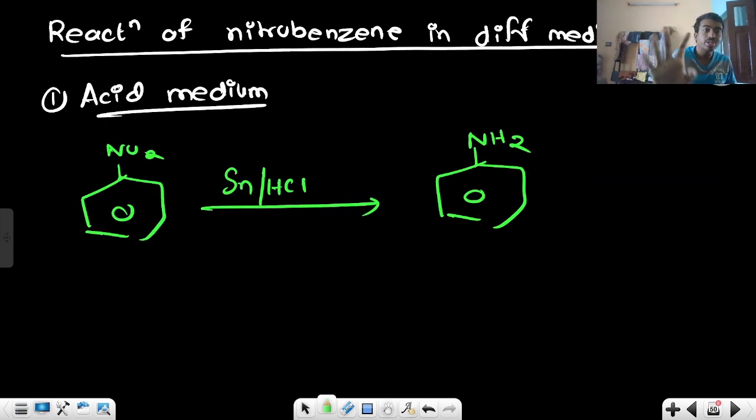So you can see that if I am changing the medium, the product is different, but what we have in our syllabus is only acid medium. That is preparation of aniline from nitrobenzene, because those products are not aniline, they are non-aniline products. Clear? So the reaction is clear to you. You have to know these reactions for your JEE and NEET. Done.